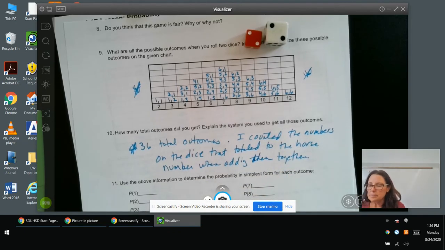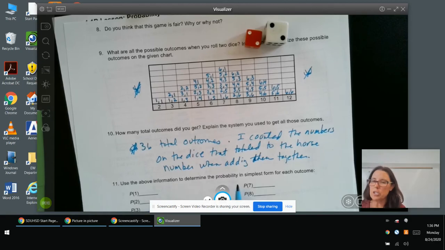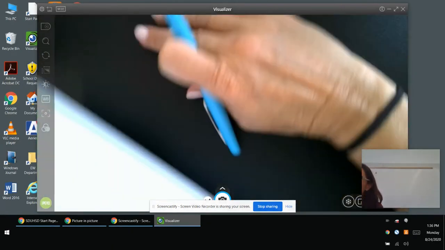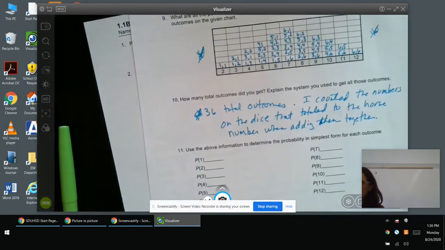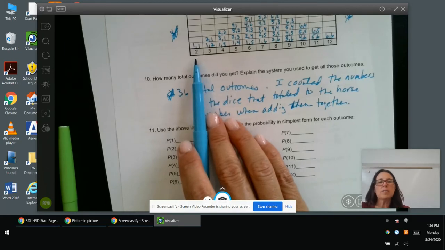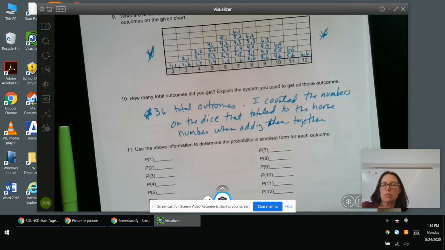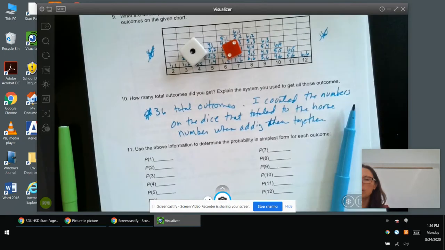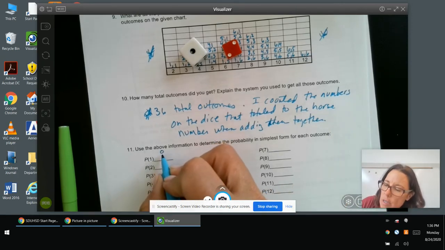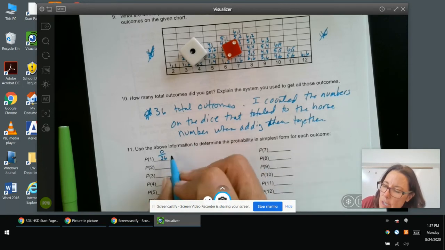All right. Use the above information to determine the probability in simplest form for each outcome. So probability of 1. Why isn't there a 1 in this table? Think of two dice. You'd have to have a 0 on the dice to get a sum of 1. That can't happen. So 0 out of 36 total possibilities would reduce to 0.